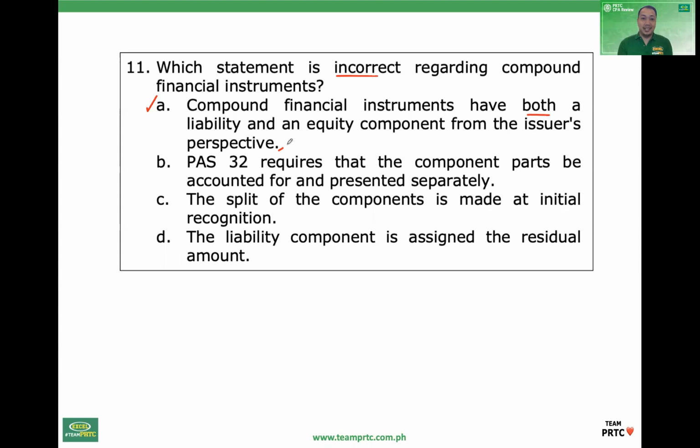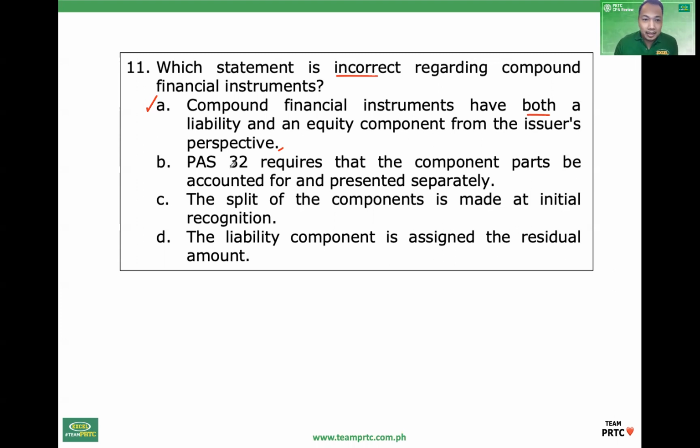Na-discuss na natin yung perspective dyan ng holder. Kapag convertible bonds, example yan ng hybrid financial instrument, yung merong embedded na derivative. Kapag yung derivative ay naka-embed, ang issue whether to bifurcate, or to separate or not. So sa perspective ng issuer, debt and equity components yan.